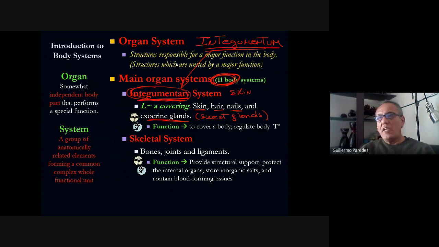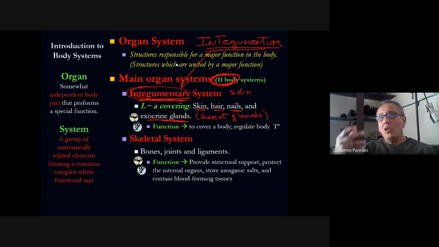You okay with that? So what comes to your mind when I say integumentary system? Skin and the rest. Okay. So what is the function of the integumentary system? The integumentary system covers the body and regulates body temperature. In the next classes, we are going to talk about how the skin regulates the temperature. Why do you become red when you are hot, when it's actually hot, 120 Fahrenheit, 110 Fahrenheit? Why is that happening? How does the skin control your temperature, right?